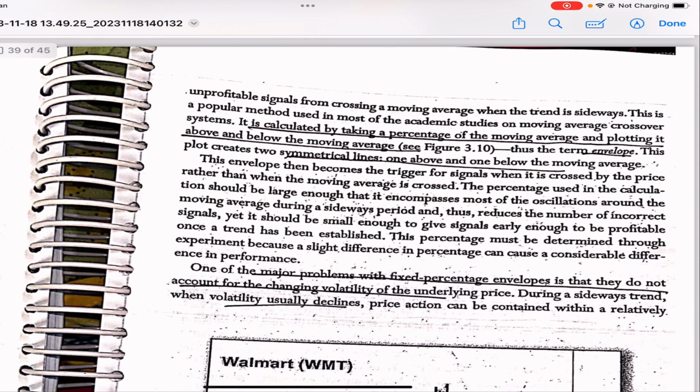You basically take the percentage of the moving average and plot it above and below the moving average. The moving average which you've plotted, and you are going to create a line above and below the moving average. That's why it is known as an envelope, because it's enveloping the moving average. So two symmetrical lines are created above and below. These are known as the envelopes.